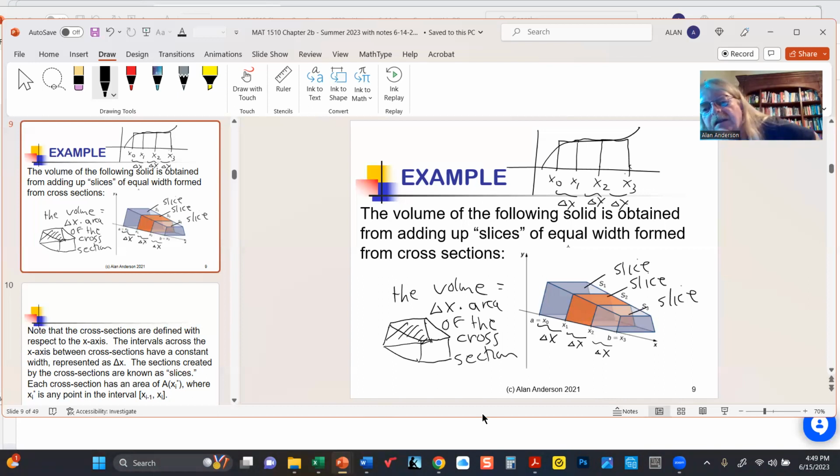So you can see this is the difference between what we're doing now and what we were doing before. Before we were looking at areas of rectangles. Now we're looking at volumes of slices. And of course, as you can imagine, we're going to take the limit as the number of slices grows to infinity to come up with the correct volume.